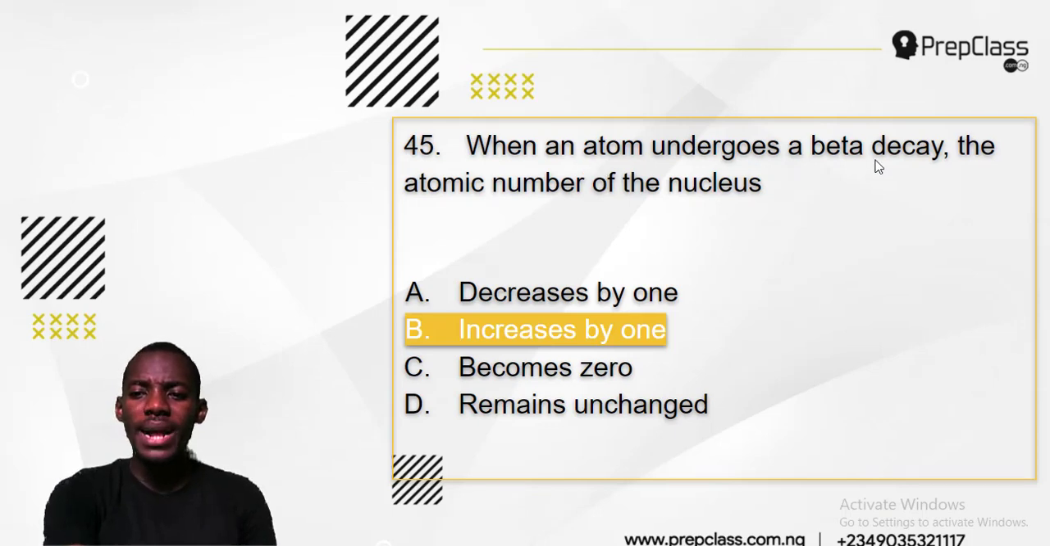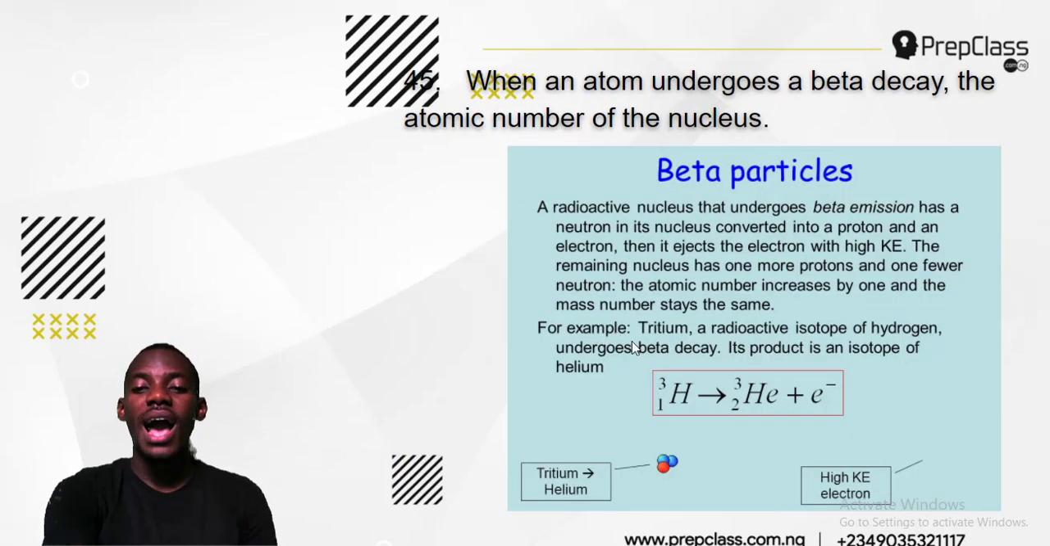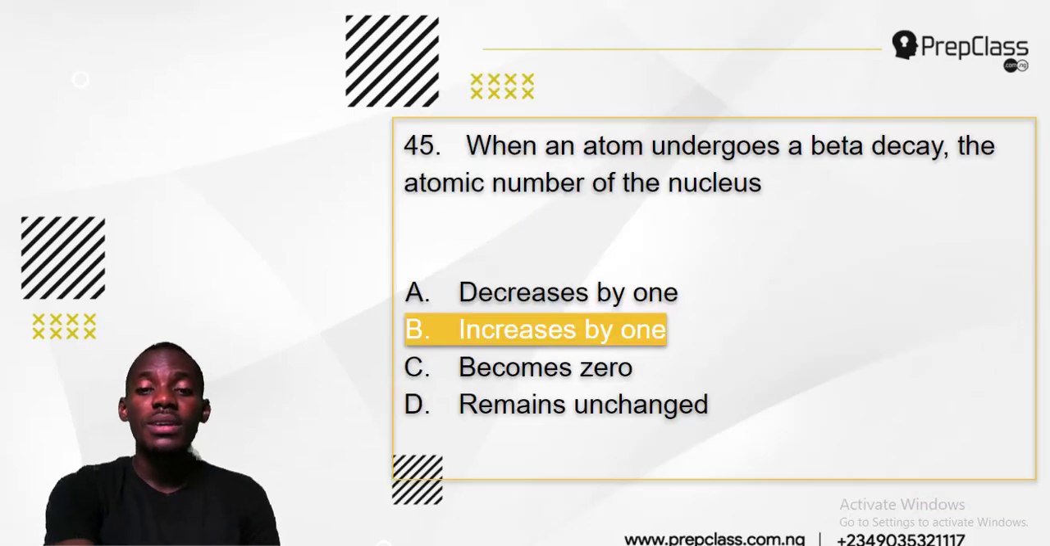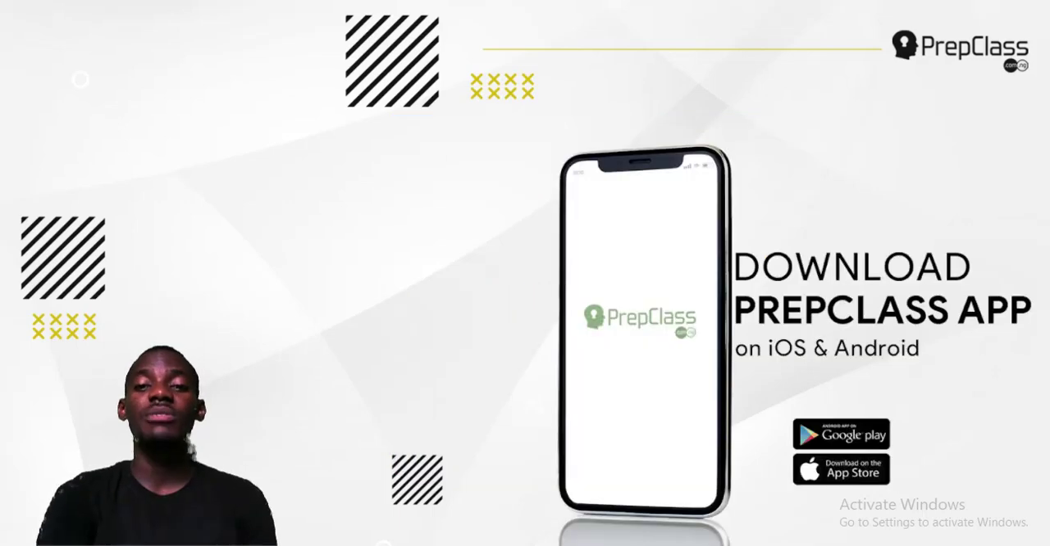An atom undergoes a beta decay when the atomic number of the nucleus increases by 1. So you can see here, I have hydrogen 3, 1 and helium 3, 2. The atomic number here is 1, but here it increased by 1. So whenever the atomic number or the proton number increases by 1, it is said to have undergone a beta decay, and that is the answer to that question. It is an increase in the atomic number by 1, and that is the meaning of beta decay.